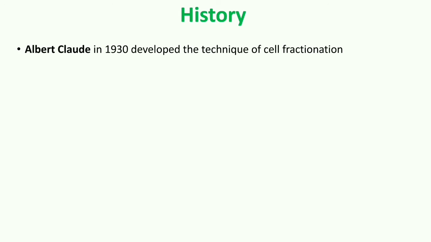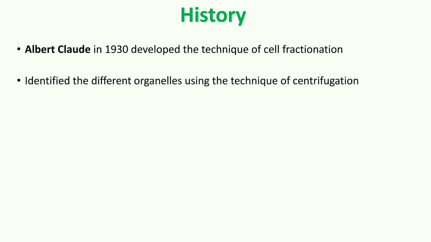History of cell fractionation. Albert Claude was a scientist who developed the technique of cell fractionation. He mainly used this to identify different organelles using centrifugation. He received the Nobel Prize for the same in 1974.